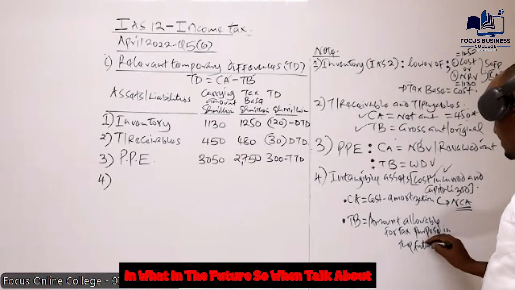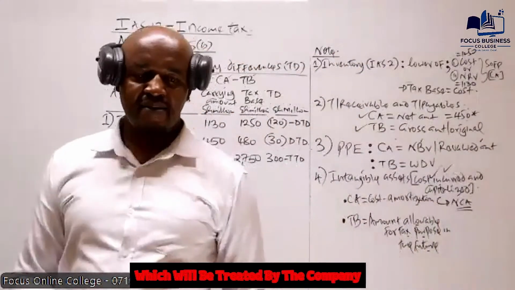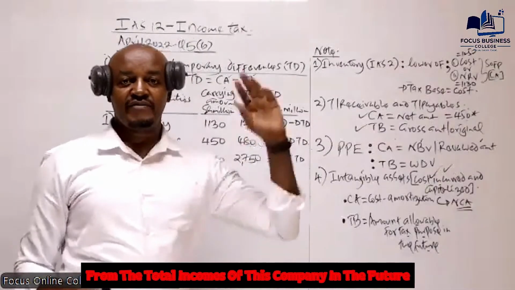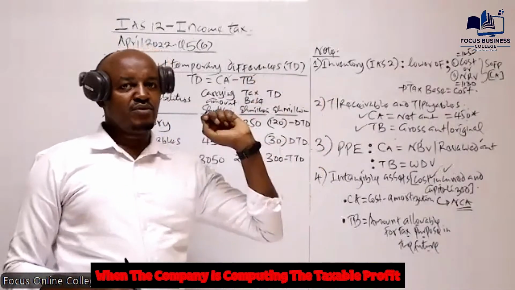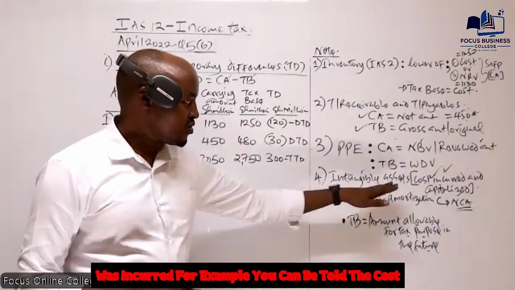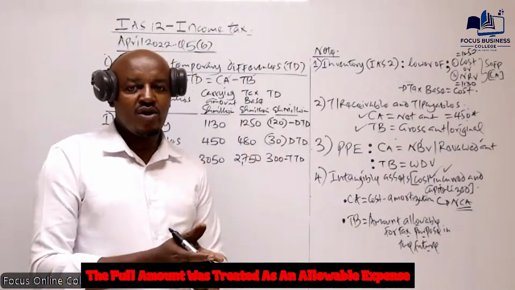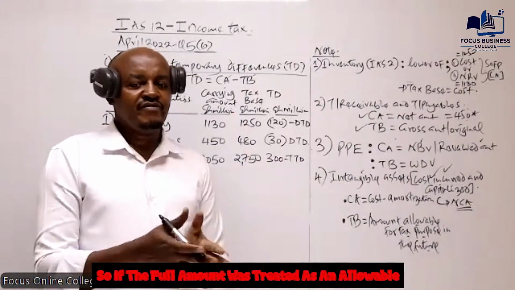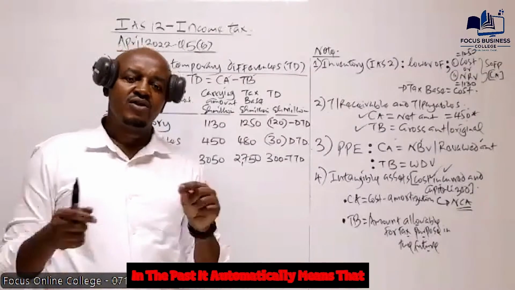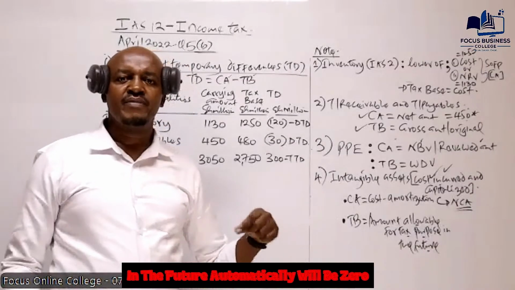When we talk about the amount allowable for tax purpose in the future, we are referring to the amount which will be treated as the company's allowable expense in the future. How much will be deducted from the total incomes of this company in the future when the company is computing the taxable profit? In most of the questions you'll come across, the examiner will tell you that when this cost was incurred, for example during the current year, the full amount was treated as allowable expense. So if the full amount was treated as allowable expense, either during the current year or in the past, it automatically means that the amount which will be allowable for tax purpose in the future will be zero.